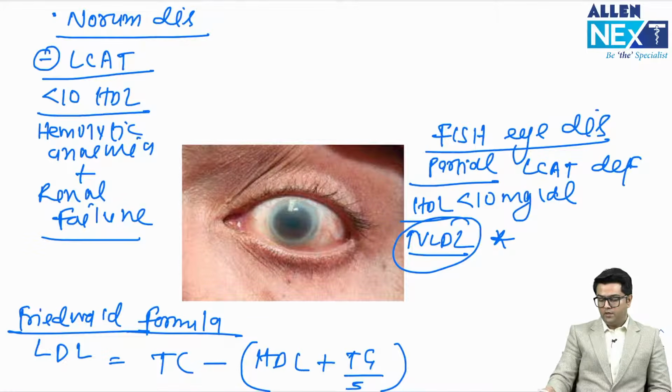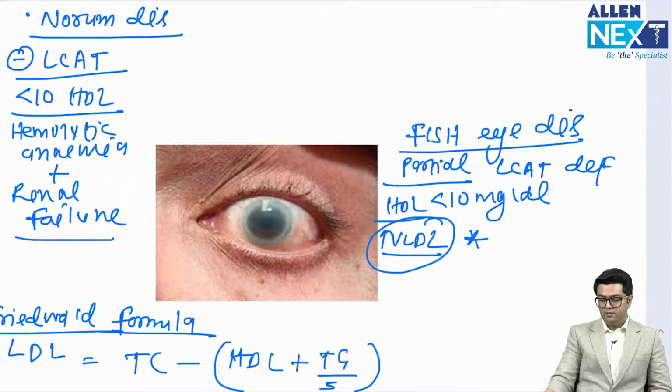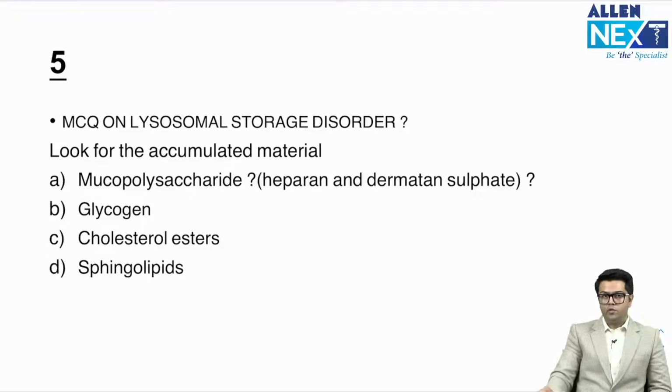Clear? So HDL plus TG divided by 5. Is it clear, guys? So that is Friedewald's formula used for the LDL calculation, right? Next time when you see a blood report, just find it. The LDL is written like LDL calculated, right?